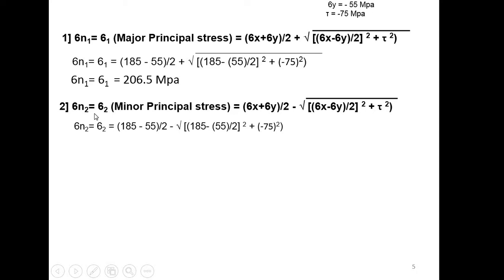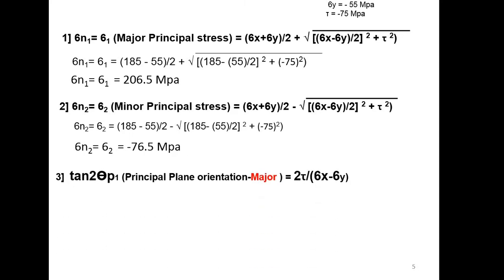Now second, we need to find out the minor principal stress. For that, the formula is sigma n2 equal to sigma 2 equal to (sigma x plus sigma y) by 2 minus under root (sigma x minus sigma y by 2) bracket square plus tau square. Just put the values of sigma x, sigma y and tau, and we'll get the value of sigma 2. Here we get the value of sigma 2, that is minus 76.5 MPa.